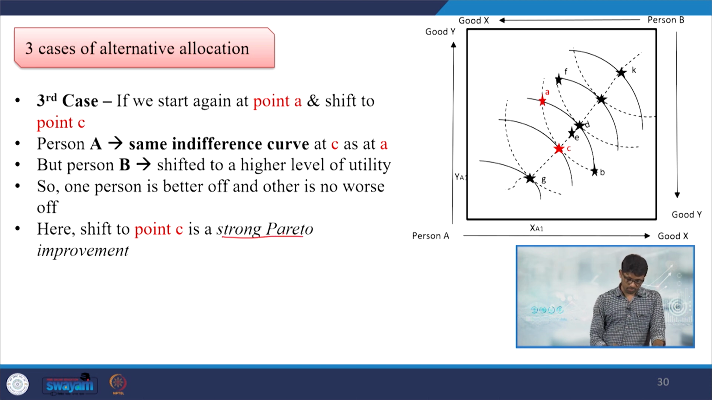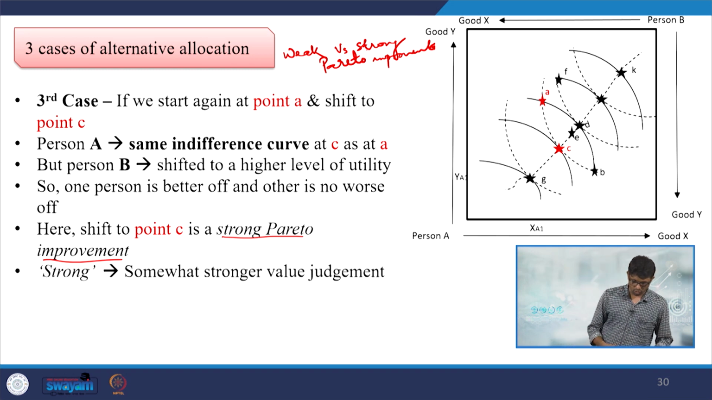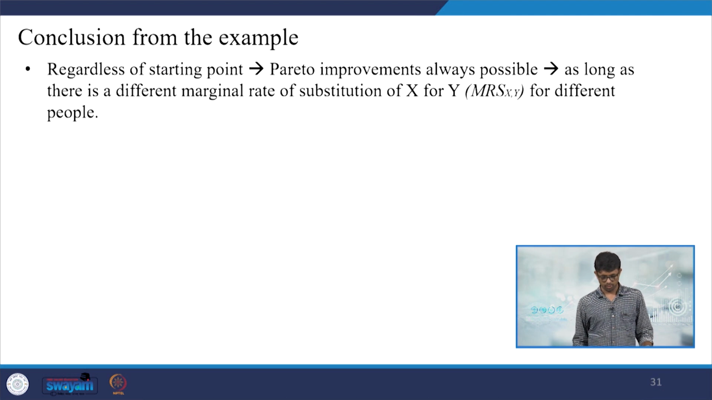Now, you can prepare for the objectives, like what is the difference between weak Pareto improvement and strong Pareto improvement. So, I am just writing once again, weak versus strong Pareto efficiency or Pareto improvements. All right. So, that should be noted and must be clarified. Strong means somewhat stronger value judgment. In terms of overall welfare, point C is also called Pareto superior to point A.